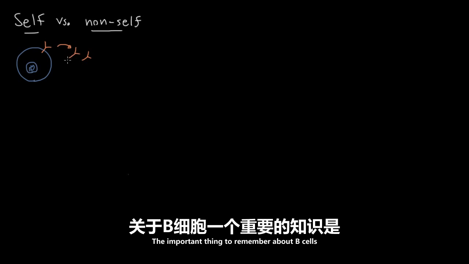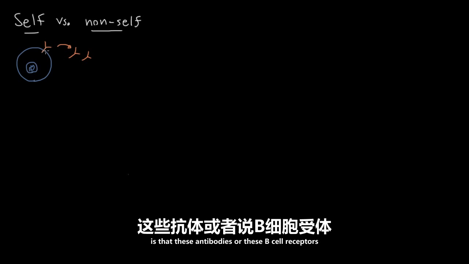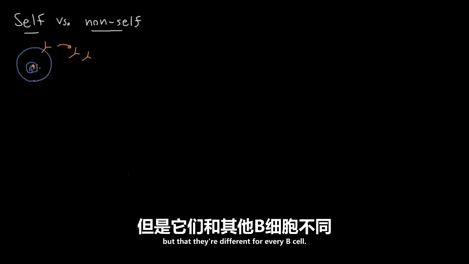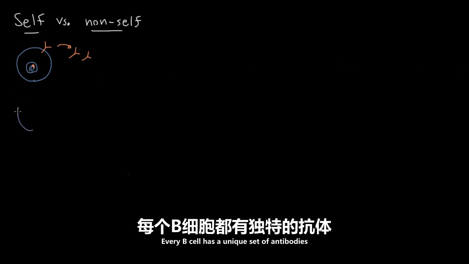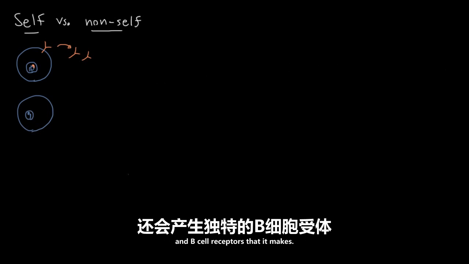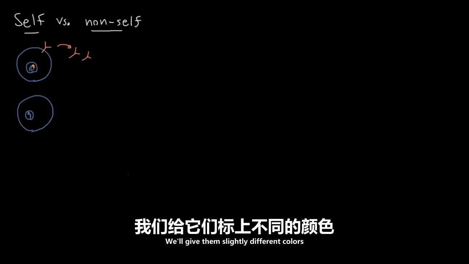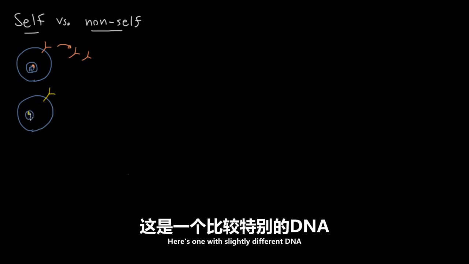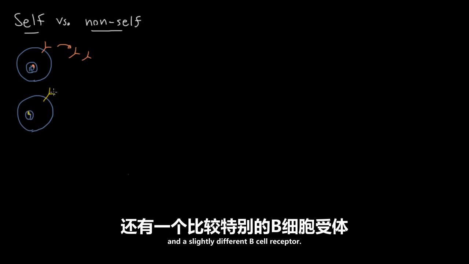And the important thing to remember about B cells is that these antibodies or these B cell receptors are coded in the DNA of the B cell, but that they're different for every B cell. So every B cell has a unique set of antibodies and B cell receptors that it makes, and so we'll give them slightly different colors to make that obvious. Here's one with slightly different DNA and a slightly different B cell receptor.